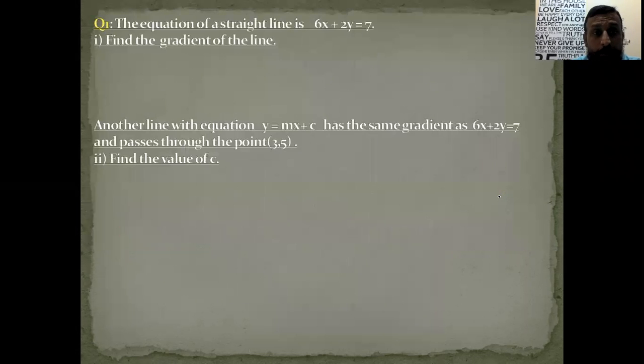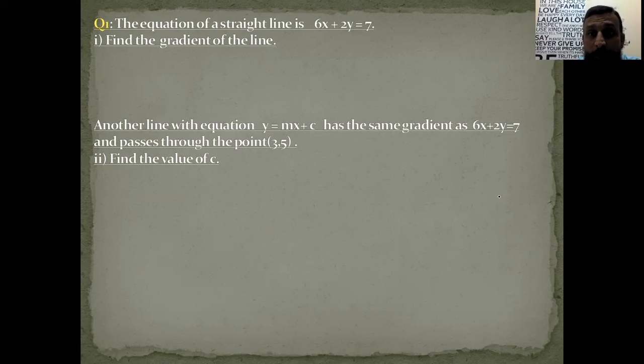So this is question number 1. The equation of a straight line is 6x plus 2y equals 7. Find the gradient of this line. So, my dear students, now they are giving us one equation of a line as 6x plus 2y equals 7, and they're asking us to find the gradient, or in other words, you are asked to extract the gradient from this line. So remember what we have learned earlier.